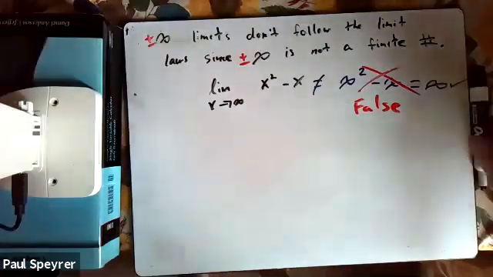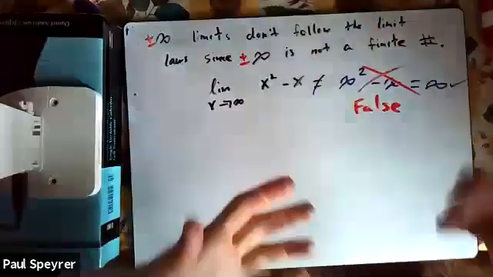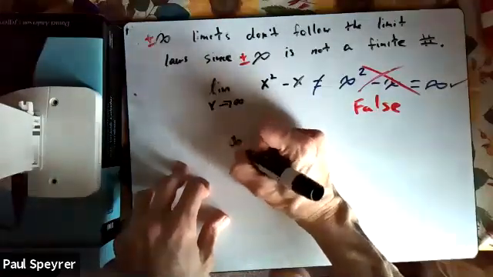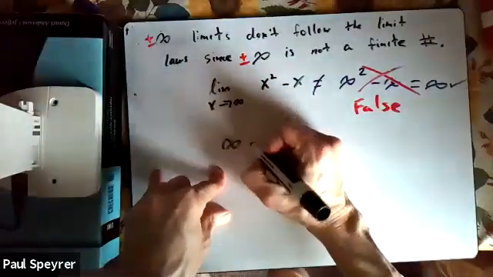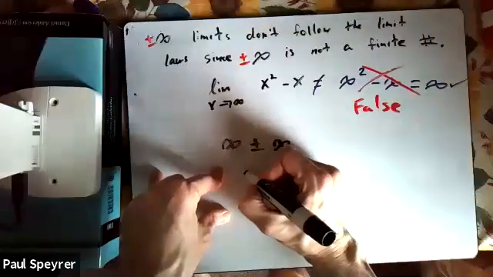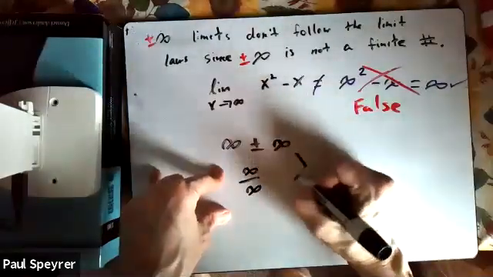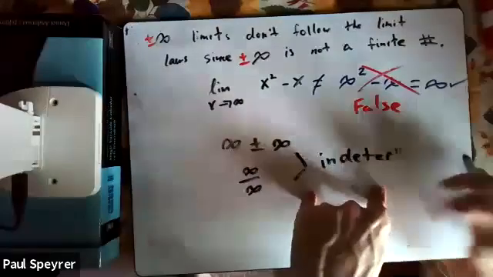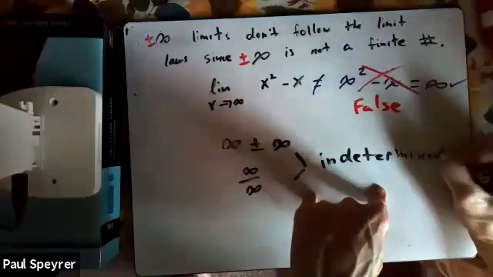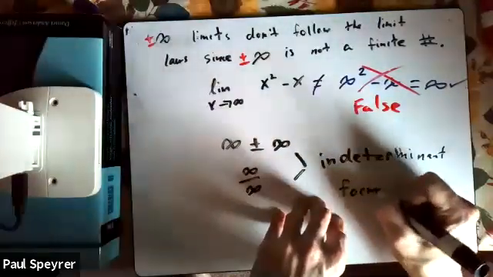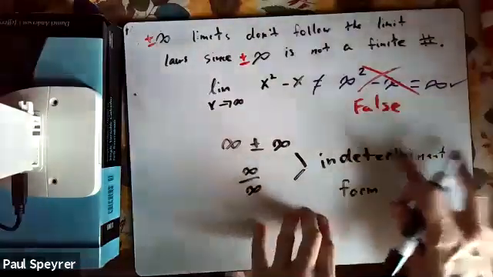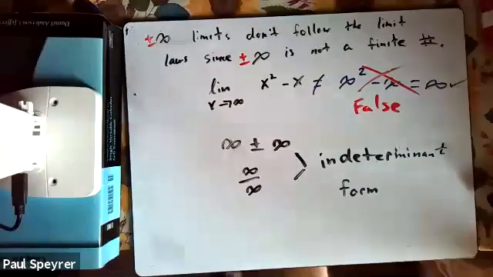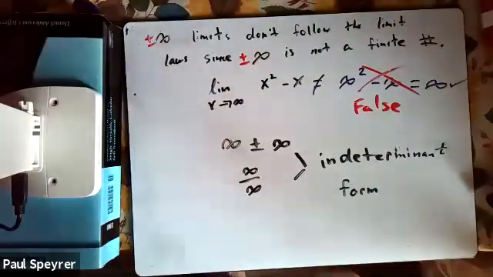So what we have to do is rearrange this problem algebraically. This right here, for example, when you see things like infinity plus or minus infinity, or infinity over infinity, stuff like this, these things are called indeterminate form. So indeterminate means, again, we can't determine, is it going to infinity, negative infinity, zero, some other finite number.